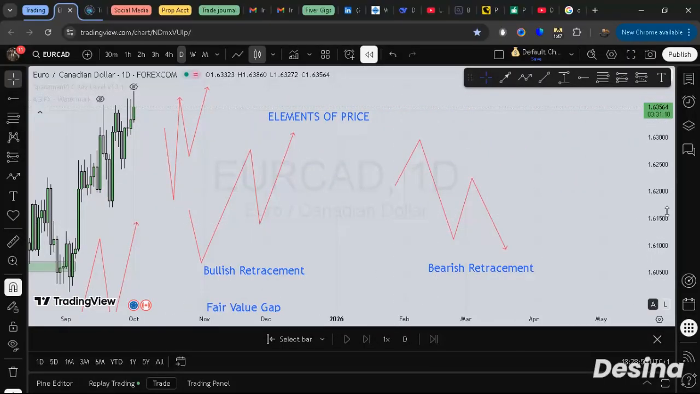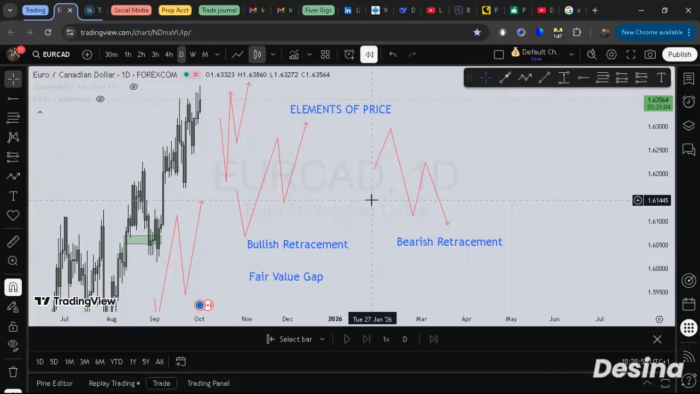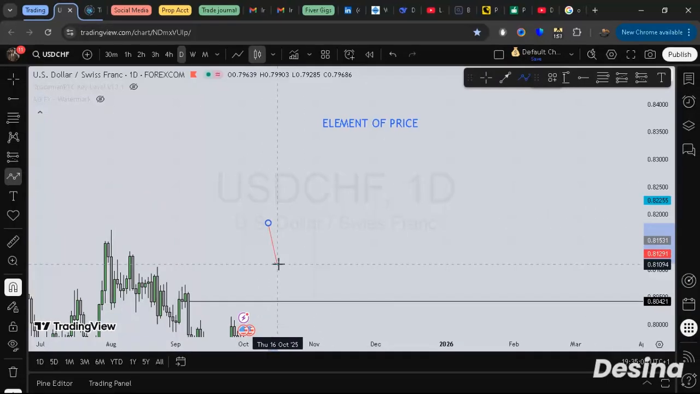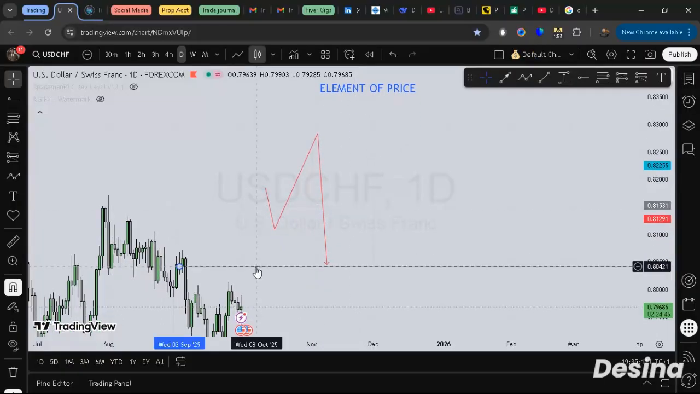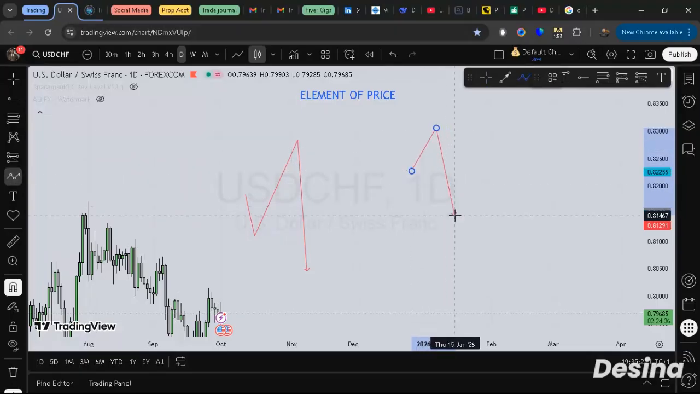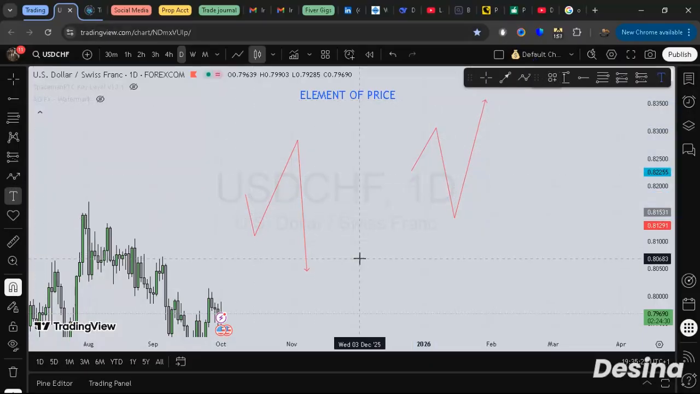The next one we are going to be talking about is what we call a reversal. So we are going to be talking about reversal now. So in a bullish scenario, this is going to be a reversal. Just don't mind this line. And in a bearish scenario, this is going to be a reversal. So this is our reversal.